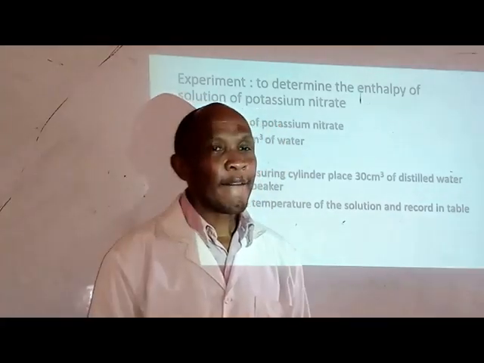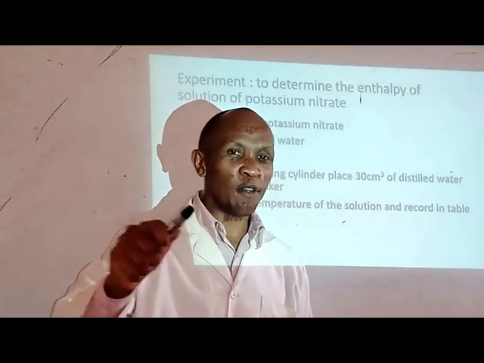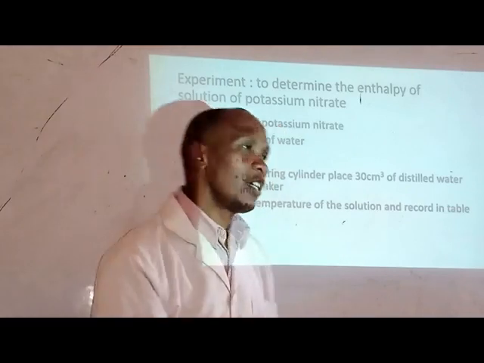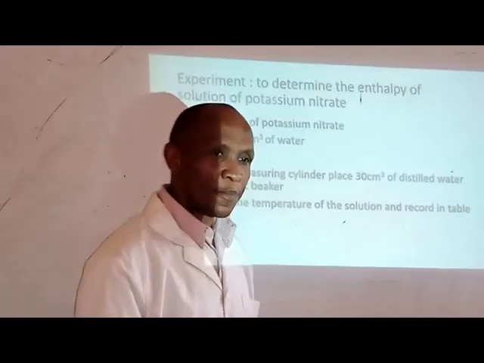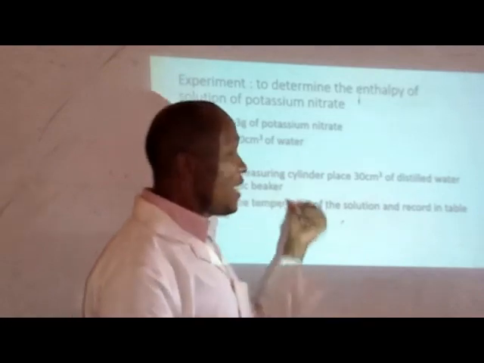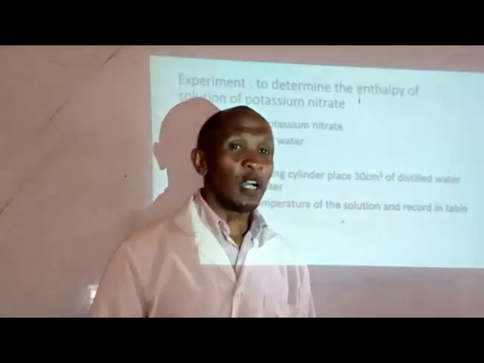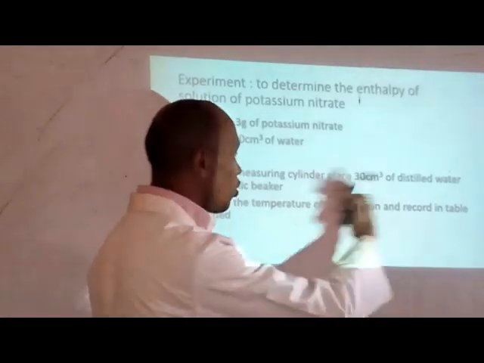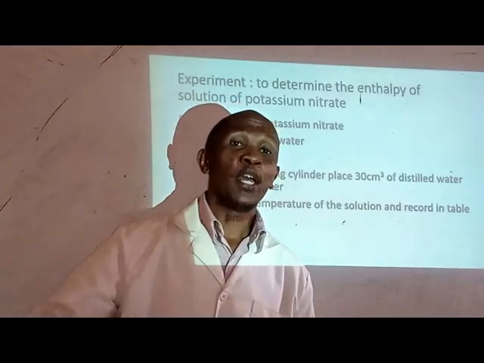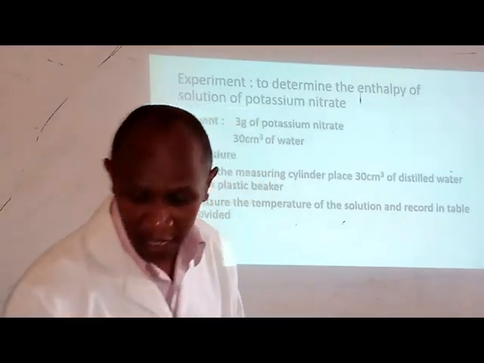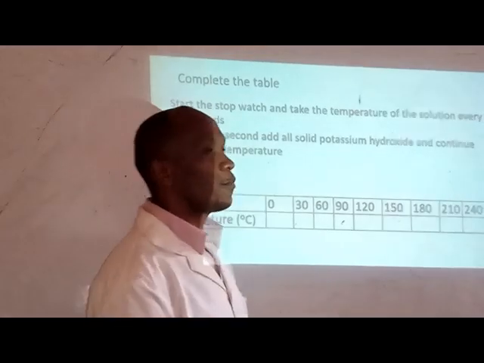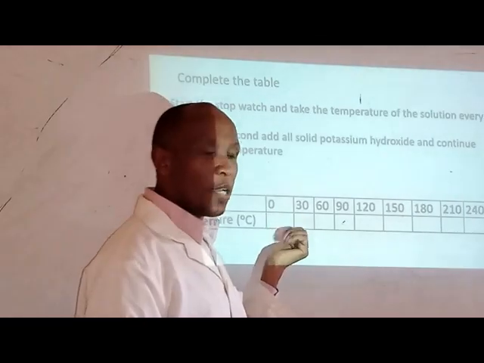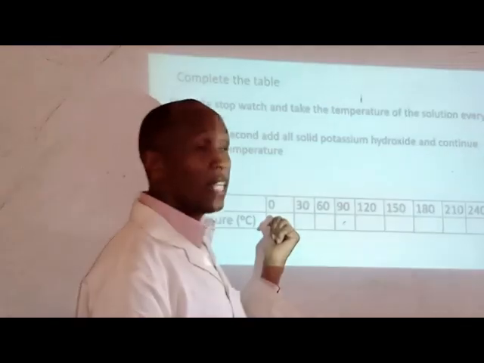Plastic, you know why? Then I will take the temperature of that solution, the initial temperature, and the temperature every 30 seconds for 1 minute. After 1.5 minutes, I will add the potassium nitrate. I'll continue to record the temperature every 30 seconds and I will complete the table. So what do you think? What have I said? I will take this initial temperature and I can take time and read these.